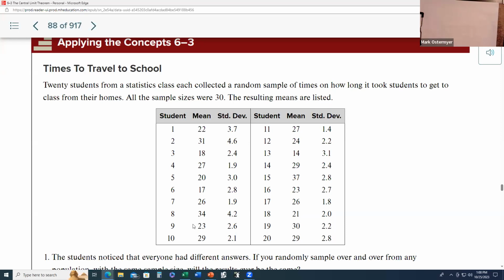So there were 20 students that collected random samples of size what? 30 students, and then basically polled these 30 students and asked them how long it takes for them to navigate between home and class.